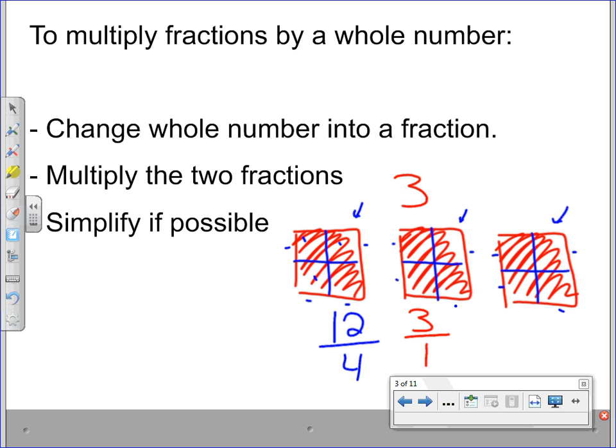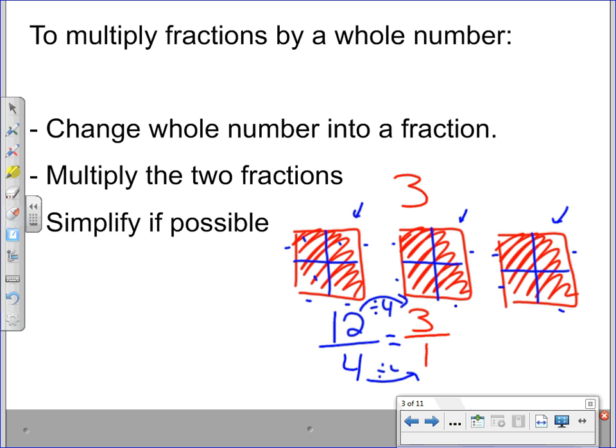So it'd be like 12 fourths, because they're all fourths of a piece of paper or fourths of a box. The thing about it is, if you divide and simplify this fraction, 12 divided by 4 is 3, 4 divided by 4 is 1. That's a really long way of saying that anytime you're going to write a whole number as a fraction, you always are going to write the whole number over 1.